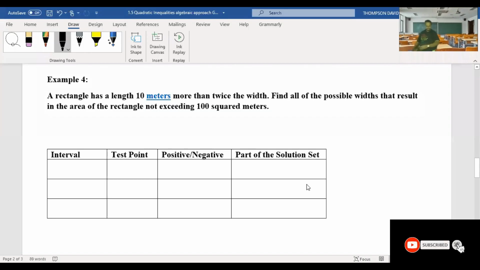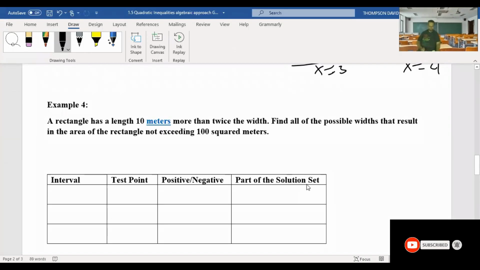A rectangle has a length that is 10 meters more than twice the width. Find all the possible widths that result in an area of the rectangle not exceeding 100 square meters. So first, let's make a picture. So we know the area is 100. The width is x.